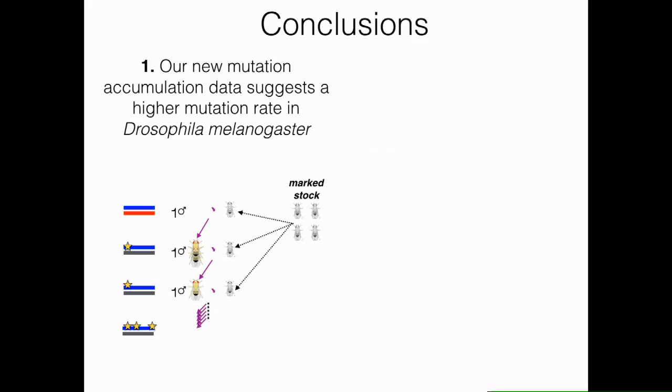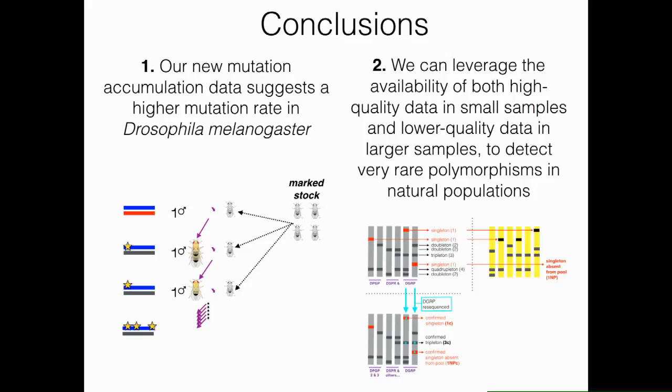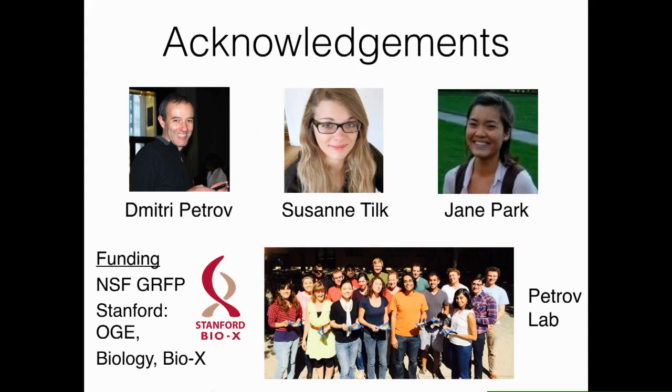So in conclusion, our new MA data suggests a higher rate in Drosophila melanogaster than previously found. And additionally, because of the availability of a number of awesome resources from the Drosophila community, we're able to detect a nice class of very rare variants and use those to measure other aspects of the mutational spectrum. So I'd like to thank my advisor, Dmitri Petrov, who's been awesome, as well as Suzanne Tilk and Jane Park, who helped with the MA work, my funding, and the rest of the amazing Petrov lab. And thanks. I'd like to take questions.